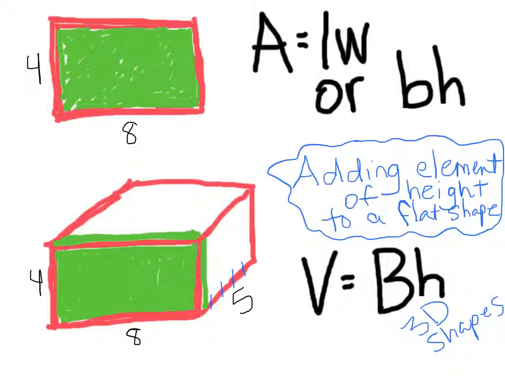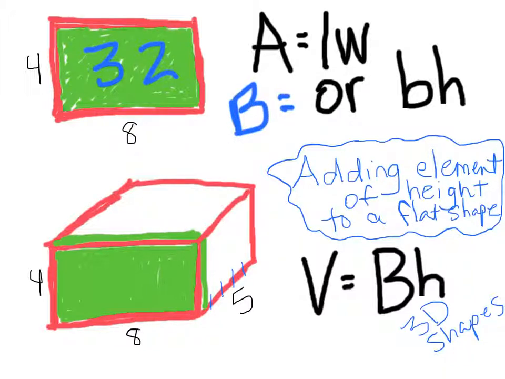In this top picture, we have a polygon called a rectangle. The area is simply multiplying length times width, or in this case 4 times 8. So we end up with an area of 32. The area is referring to the 2D shape. In prisms, we call the area with a big B.